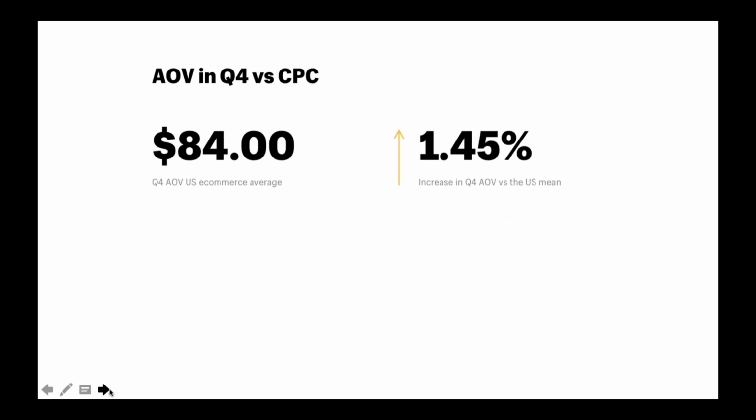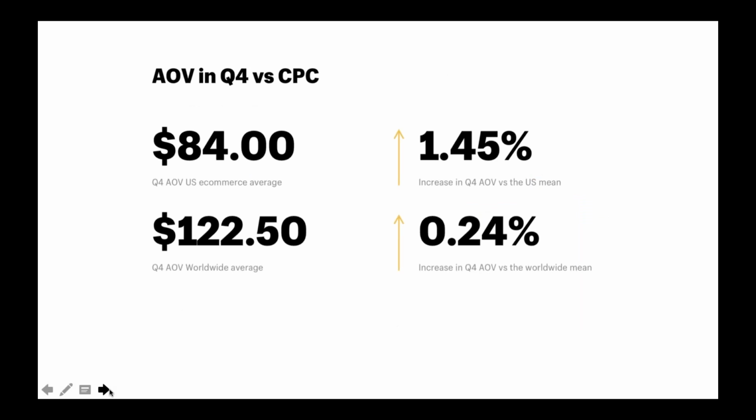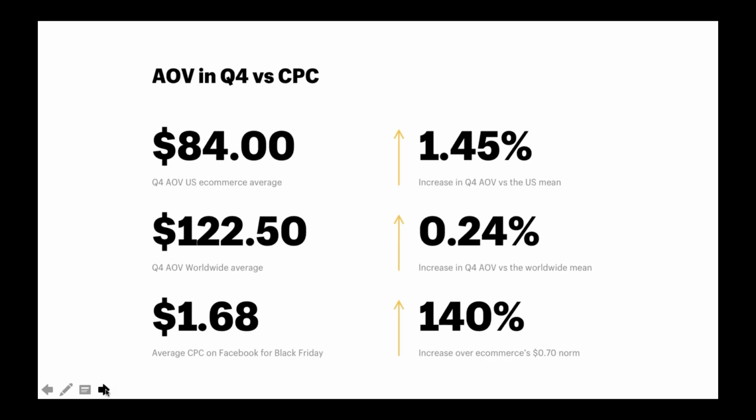Q4 AOV in the US is $84. That is a 1.45% increase above the overall mean. Q4 worldwide is $122.50, a measly 0.24% increase above the overall mean. This is what I meant by AOV increases, if you can call it that. Meanwhile, Q4 CPC on Facebook for Black Friday is $1.68, a whopping 140% increase above the norm.